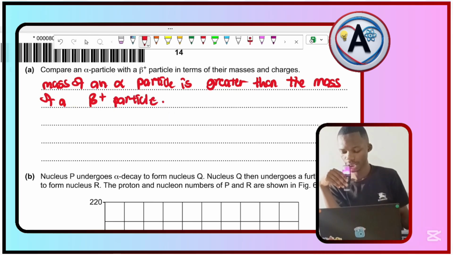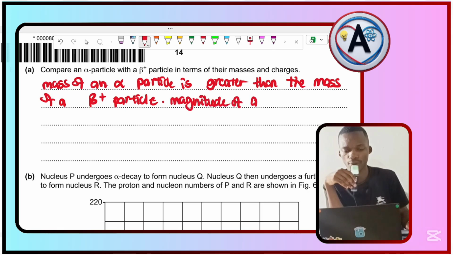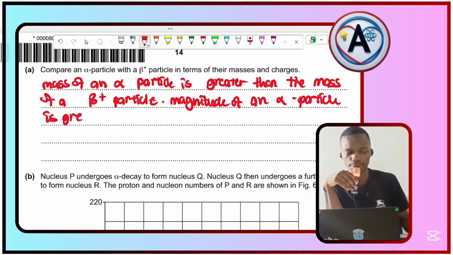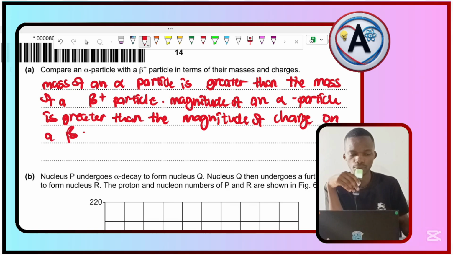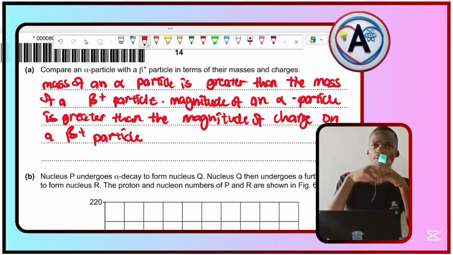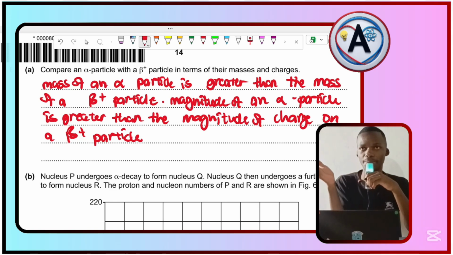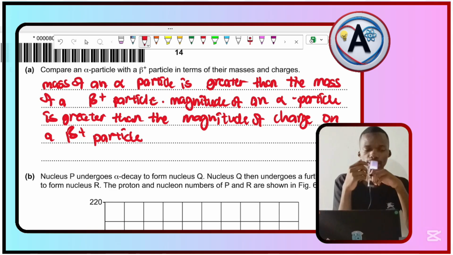Okay, we know that the magnitude of charge on an alpha particle is greater than the magnitude of charge on a beta plus particle. That's also another fact, right? So the magnitude of charge, an alpha particle, basically, if you know it, that's an alpha particle. That's a beta plus particle, plus 1. That is 2 plus, right? So we know that the magnitude of the charge on one thing is greater than the other thing.